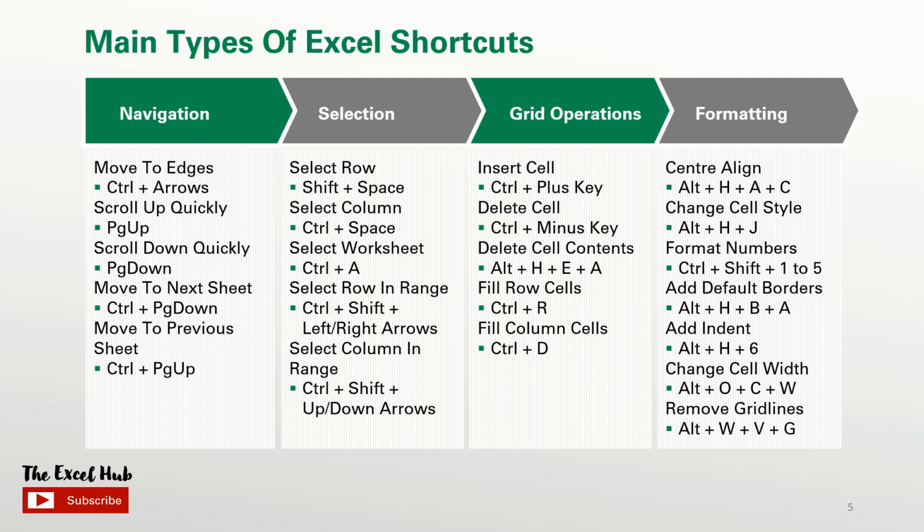Next, we have selection, which relates to selecting cells, columns, rows, etc. These work very well together with grid operations, which refer to inserting or deleting cells and filling columns and rows with data. For example, you may use Shift plus space to select a row, and then click Ctrl and the minus key to delete it. Finally, we have formatting, which involves making the sheet look visually appealing by changing cell styles, alignments, border settings, and so on.